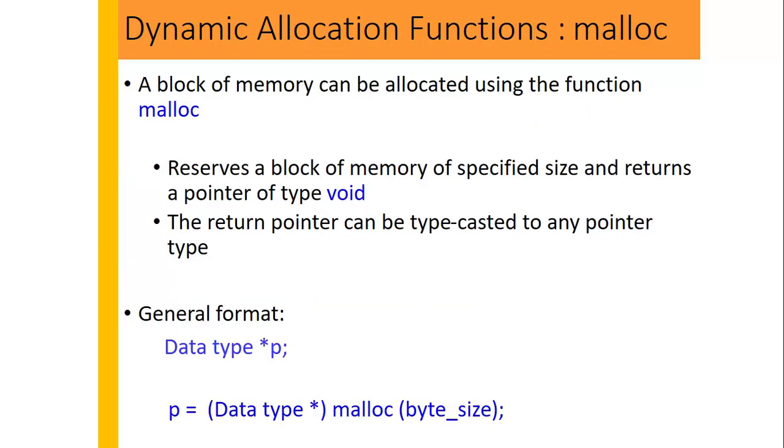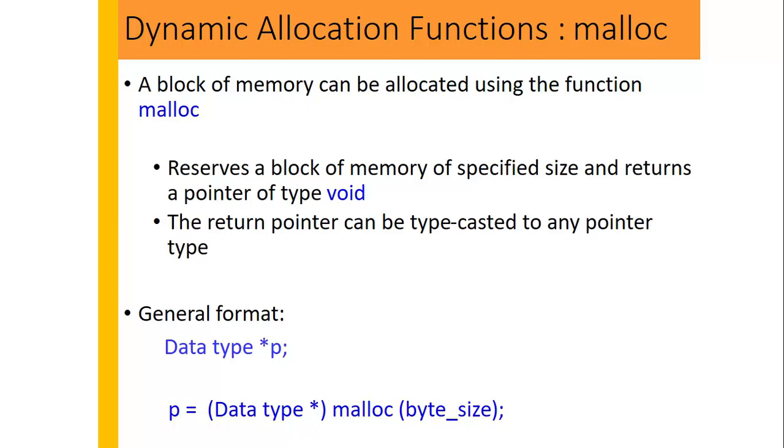Right, first is malloc. A block of memory can be allocated using a function called malloc. It reserves a block of memory of a specified size and returns a pointer of type void. So there is no particular data type of the pointer that it returns. It's void type. You can typecast it as per a requirement, right? The returned pointer can be typecast to any pointer type we want.